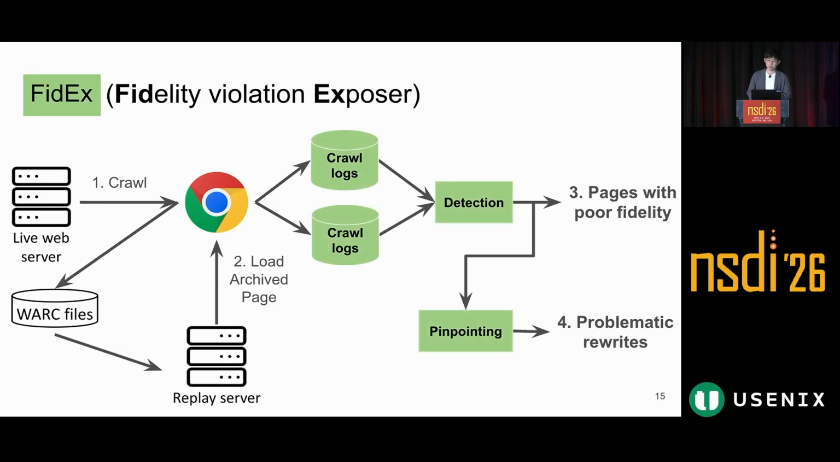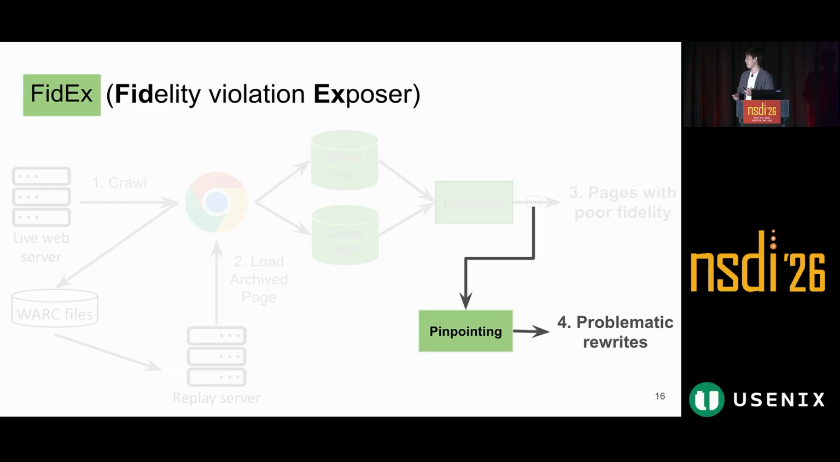So our system, FidEx, which stands for Fidelity Violation Exposure, tries to optimize this whole pipeline by making the pinpointing automated and also improving the detection. First, as I mentioned, pinpointing today is a pure manual effort. Developers have to look into them manually to figure out where exactly the problematic rewrites are. So we want to automate this process with FidEx. How can we do that?